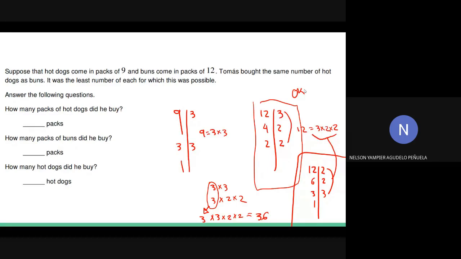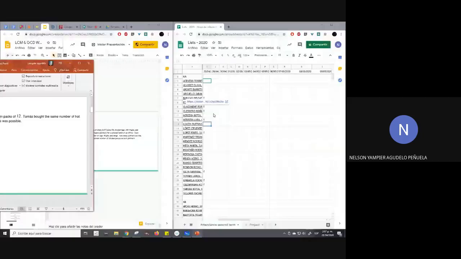So actually, let me put Class Dojo so I can put the timer also. Espérame, Juliana llegó, Jacobo llegó, no sé quién más no llegó.